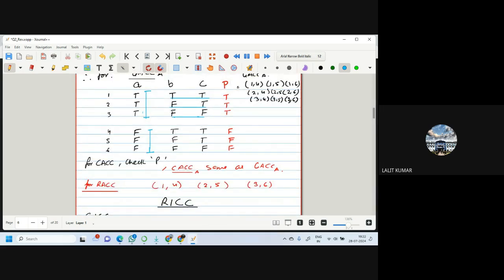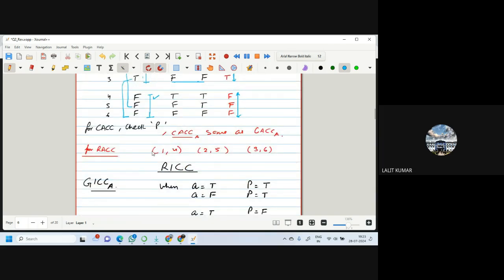Now for CACC, what do we do? I find the predicate value. See here, in this case your GACC and CACC remain the same. There is no difference. Now when we come to RACC, we have to keep the minor clause constant. So 1 and 4, 2 and 5, and 3 and 6 are the 6 RACC pairs. Okay, I hope this is clear.